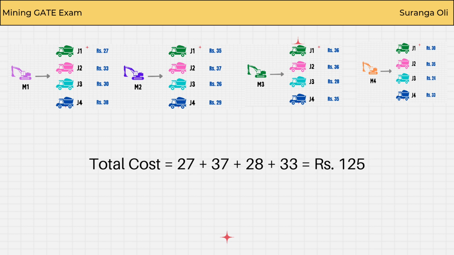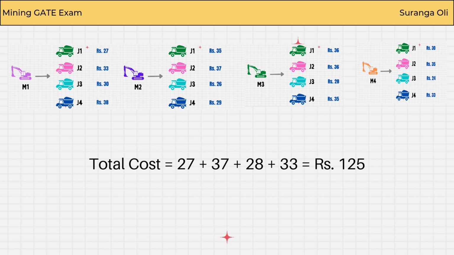Before solving the problem, let us randomly assign a particular machine to a particular job, and let us see what the total cost of assignment is. For example, let us assign M1 to J1. The cost is rupees 27, so let us put 27 first. We are allocating machine M2 to job 2, so our cost is 37 here. For M3, we are assigning J3, so that cost is rupees 28. And we are assigning machine M4 to job 4 and its cost is 33.